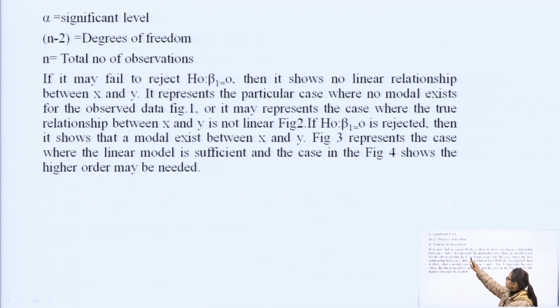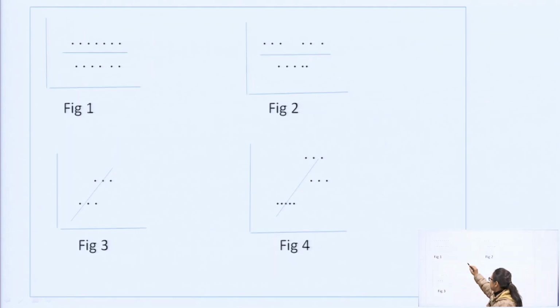For example, if we fail to reject the null hypothesis beta 1 equals 0, then it shows no linear relationship between x and y. It may represent the particular case where no model exists for the observed data, figure 1, or it may represent the case where the true relationship between x and y is not linear, figure 2. Figure 1 is this. No model exists for figure 1.